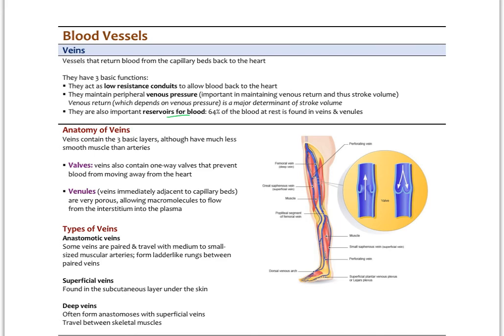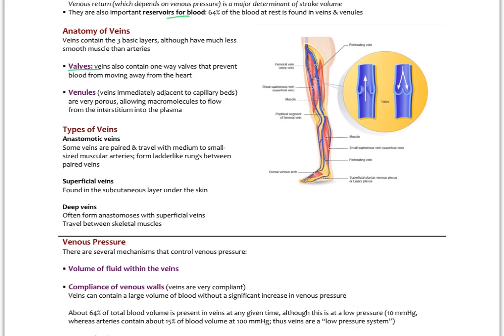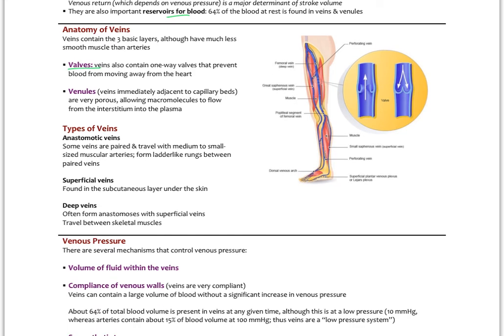We talked about the tunica intima, media, adventitia that we saw in arteries, but veins have a lot less smooth muscle than arteries. They have the valves, and those are the one-way valves that prevent backflow of blood in the venous system. And then the venules, which are immediately adjacent to the capillary beds, the small veins, are very porous, and they're going to allow some of the macromolecules to flow from the interstitium into the plasma. Again, only to a certain limit. Very large proteins will have to be filtered out by the lymphatic system.